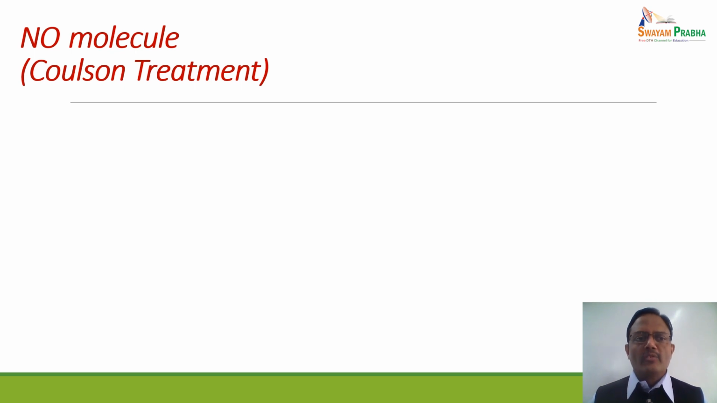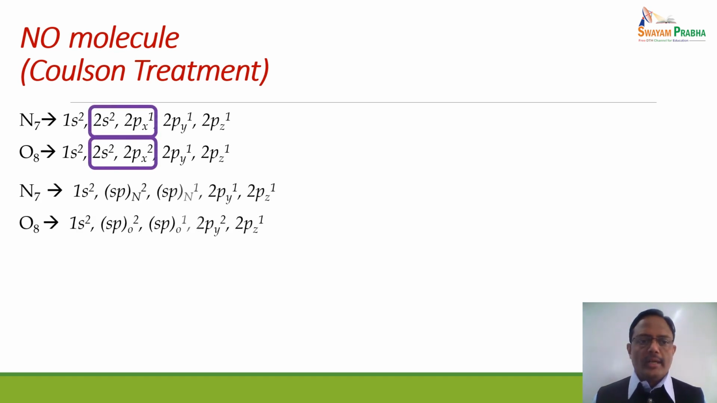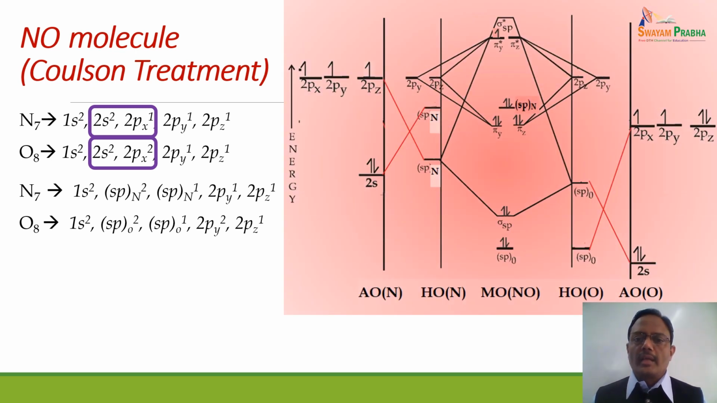A similar structure can be obtained for the NO molecule. Now in case of the NO molecule, we can apply a similar treatment as that of the carbonyl molecule. The electronic configuration of nitrogen and oxygen is similar to carbon and oxygen with one extra electron, and they undergo sp hybridization each, leading to formation of sp of nitrogen and sp of oxygen. There are two sp hybrid orbitals in nitrogen and two sp hybrid orbitals in oxygen, and a similar type of molecular orbital diagram can be shown in case of the NO molecule also.